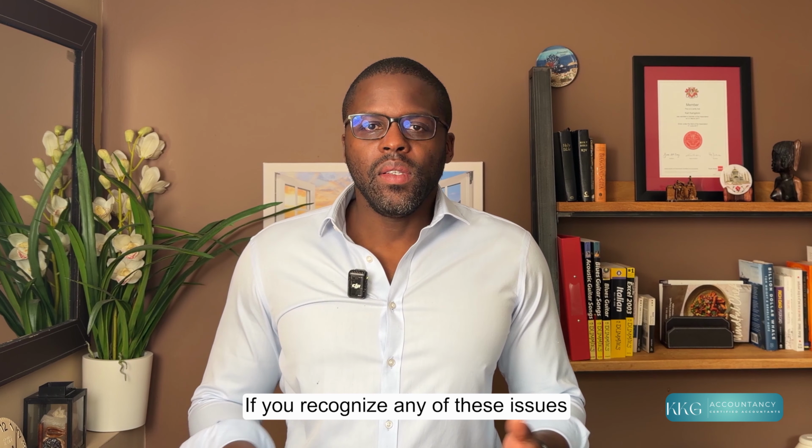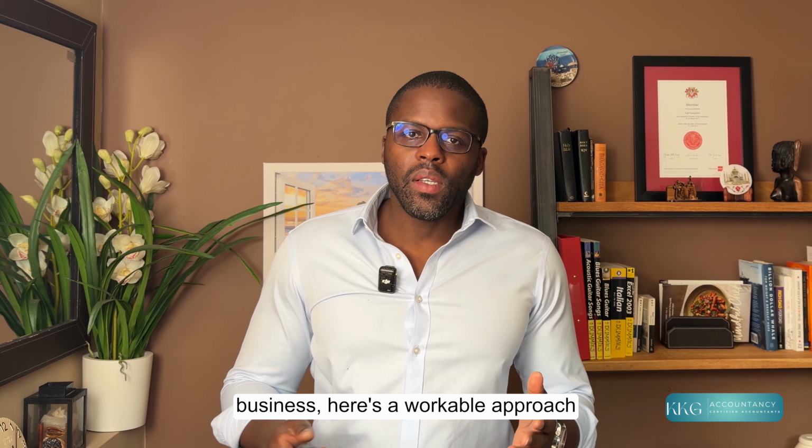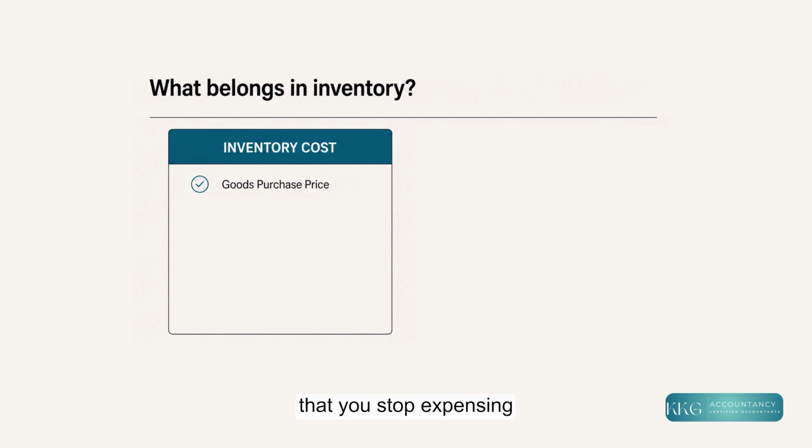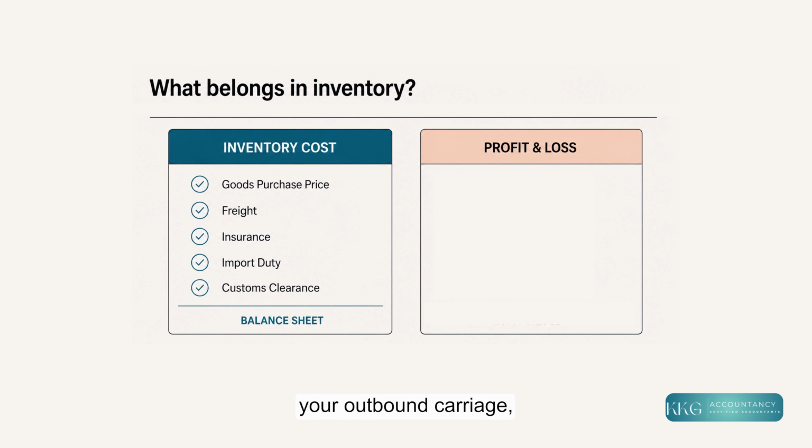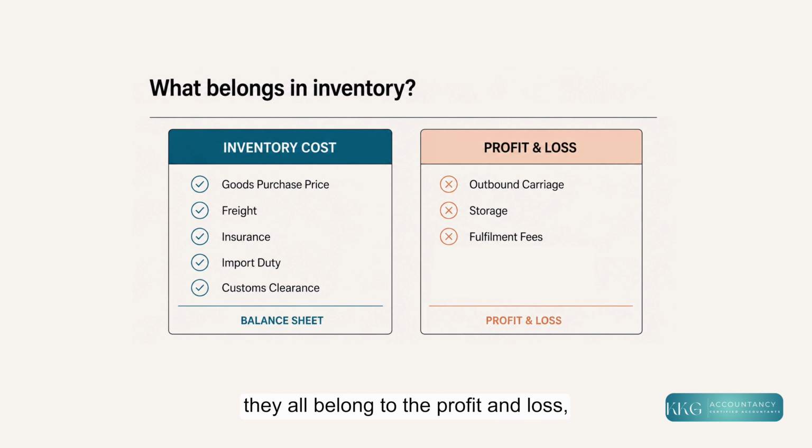If you recognize any of these issues in your current business, here's a workable approach you can apply for the future. First of all, you want to make sure that you stop expensing any of your inbound supply chain costs into your profit and loss. Your freight, your insurance, your duty fees, clearance fees, they all count as part of bringing your inventory to its current location and condition. And as such, they belong in the balance sheet as part of your inventory costs. On the other hand, your outbound carriage, storage, fulfillment fees, they all belong in the profit and loss.